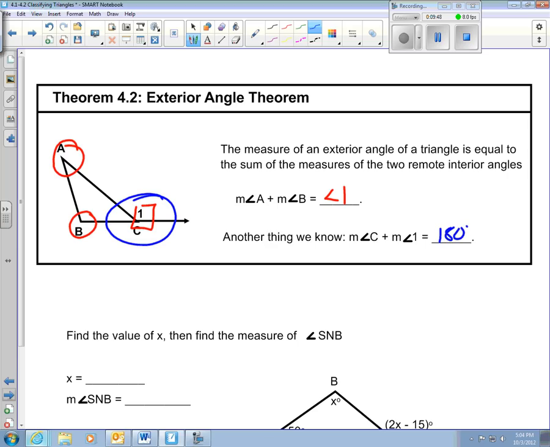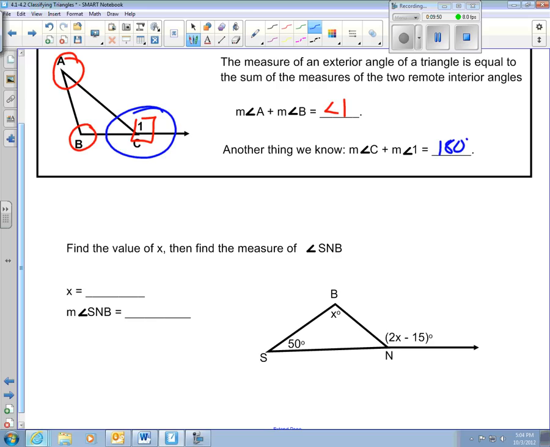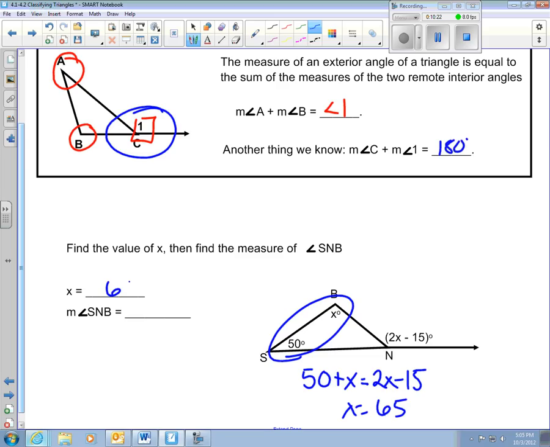All right, let's put this into practice and look at this problem. Find the value of x, then find the measure of angle SNB. Well, we see two x's here, and one's on the interior and one's on the exterior. So we're going to use our exterior angle theorem. We're going to add our interior angles, so 50 plus x, and set it equal to our exterior angle, 2x minus 15. We move some terms around and we get x equals 65. So 65 goes in there. Let's put it into our picture.